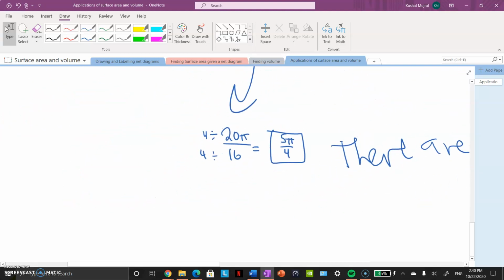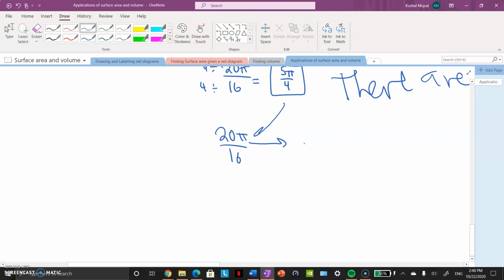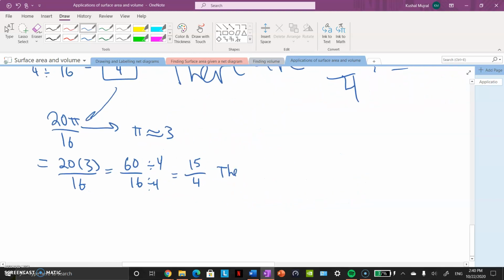And then the other way that we can solve this is 20 pi over 16. We can approximate pi as approximately equal to 3, okay? So then this is 20 times 3 over 16, which is 60 over 16. And divide the top by 4, bottom by 4. This is 15 over 4. So you can say there are around 15 over 4 square bales in a round bale.